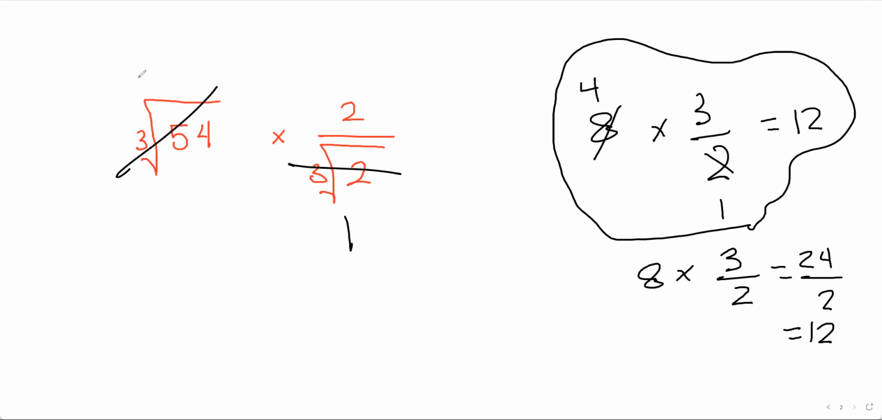Cube root of 2 goes into cube root of 54 the cube root of 27 times. The cube root of 27 is 3, because 3 times 3 times 3 gives you 27. So the cube root of 27 is 3 because 27 is a perfect cube. Times 2 over 1, and I'm just going to write 2, because 1 on the bottom of a fraction doesn't mean anything, since 2 divided by 1 is just 2. And this will give me 6. So that's how easy it is.